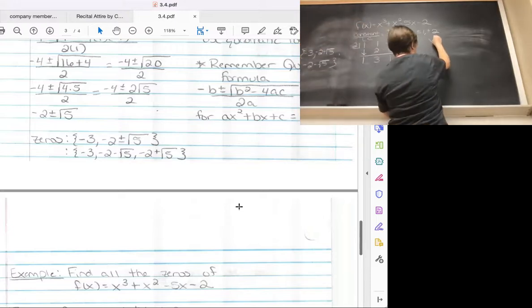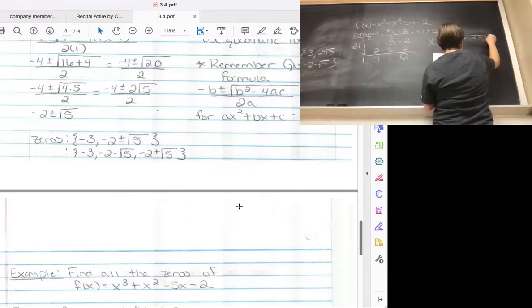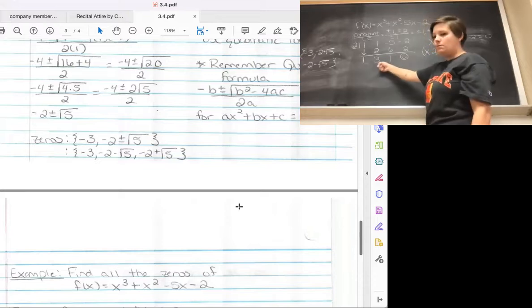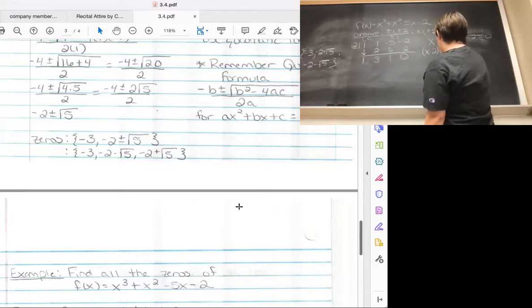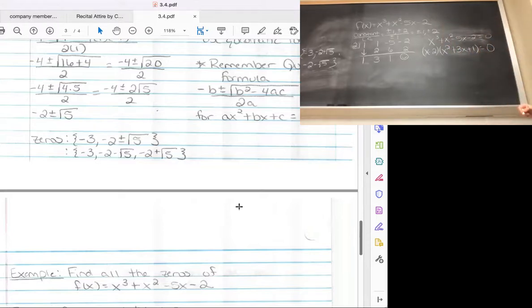So what that means is we had x to the third plus x squared minus 5x minus 2 equals 0. We found that 2 is a zero, so x minus 2 is a factor. And then from our synthetic division, we know that x squared plus 3x plus 1 is the other factor that we need to solve. Again, if we were trying to factor it, we have 1 right here at the end. The only factor of 1 is 1 times 1. That will never add up to 3. That means we're not going to get rational zeros from this, so we need to use the quadratic formula in order to solve for this.